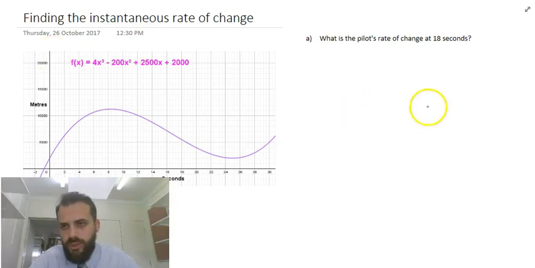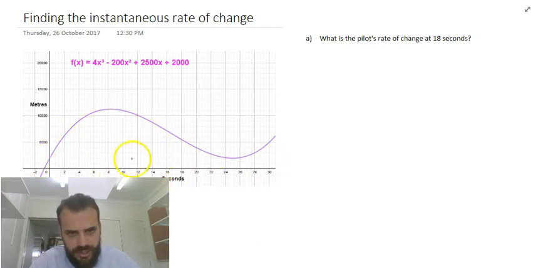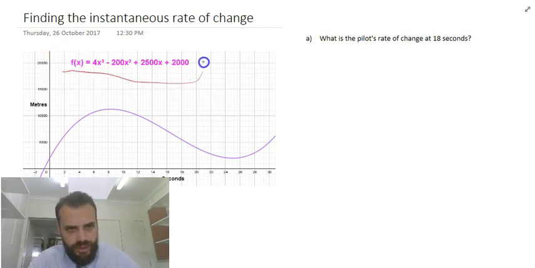Alright, so if you've been watching a lot of these videos now, you'll know that I've been talking about this pilot. He's flying up and he's flying down. The x-axis is the seconds, so from time 0 all the way down to time 30. Now, this is the function that his flight path follows.